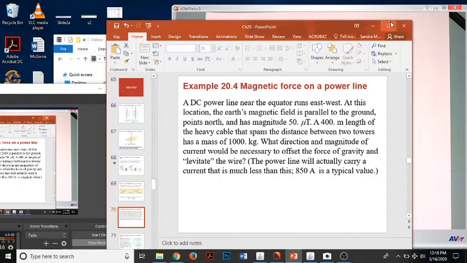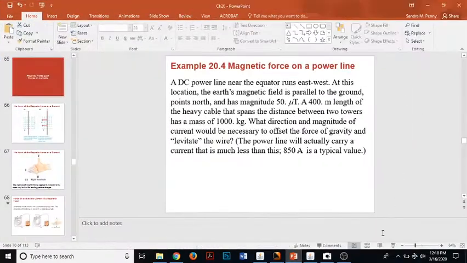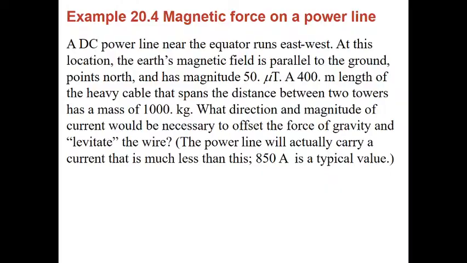So let's work on this harder question, another example of using a right-hand rule. We're going to do an example called magnetic force on a power line. Take a moment, pause the video, read the question, and then we will start working on it.